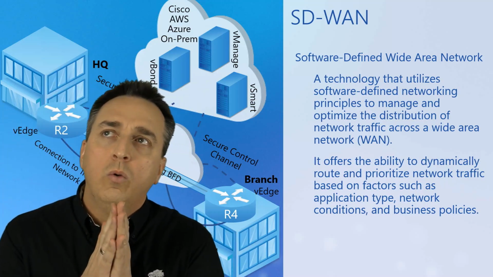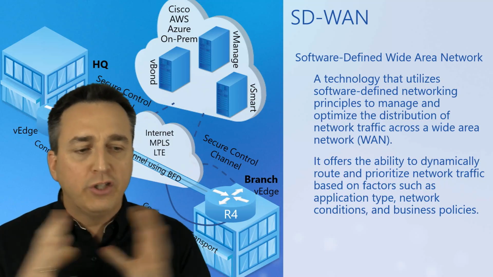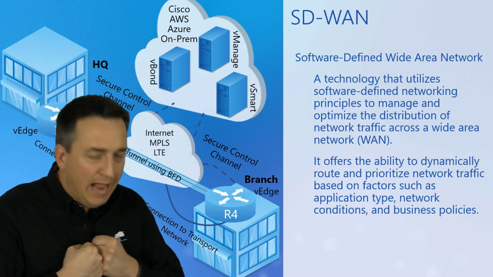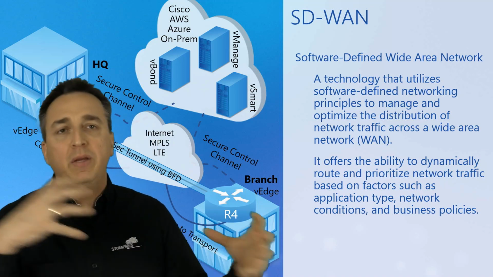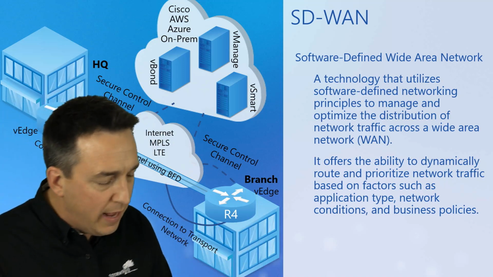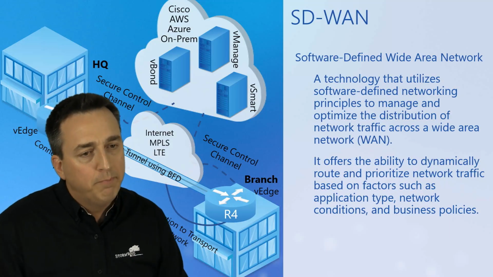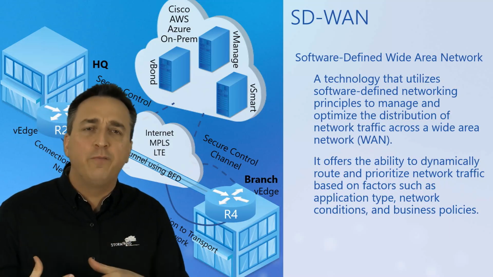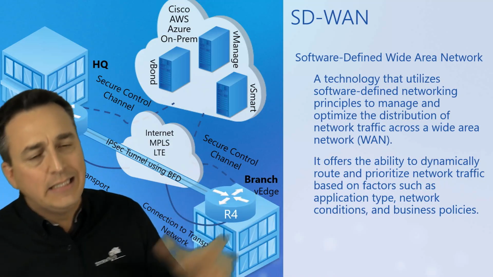So, let me compare that to my traditional WAN that I might have. My traditional WAN might be just a simple MPLS connection between all of my different sites that I have. Or it might be IPsec site-to-site VPNs I have. Or it might be DMVPNs that I have set up. What's the difference then between that type of WAN setup versus SD-WAN?